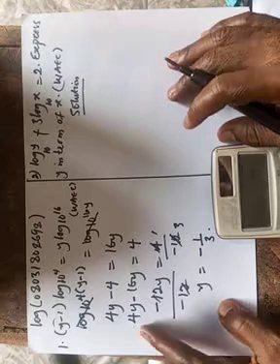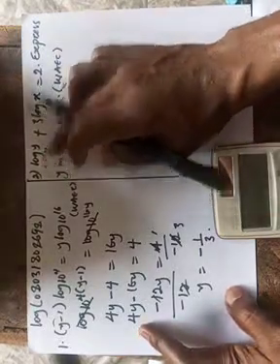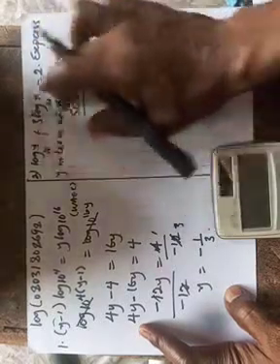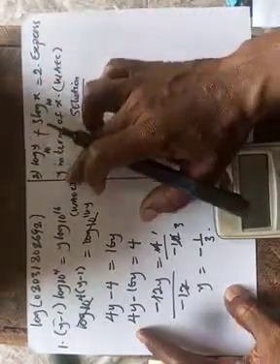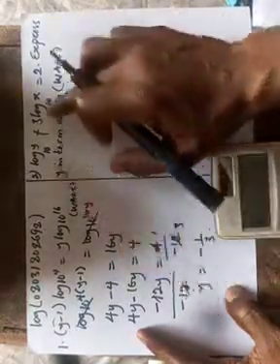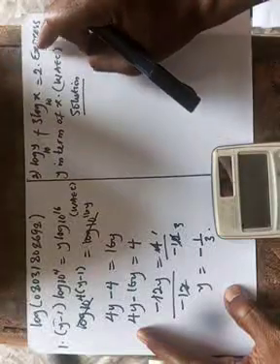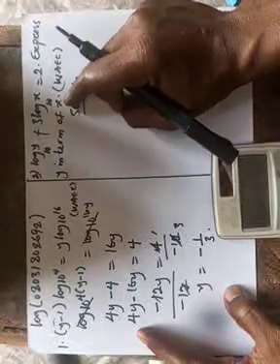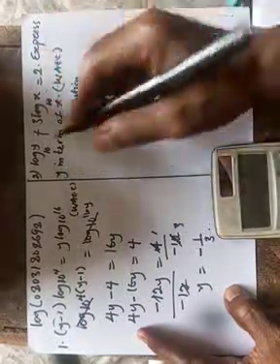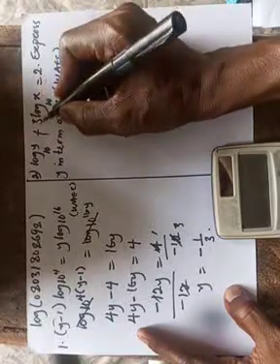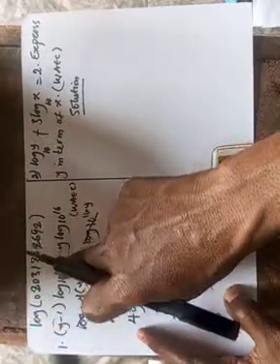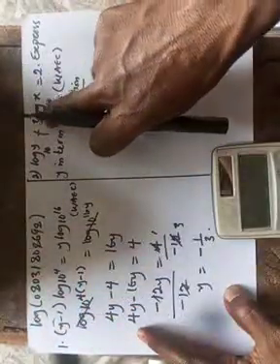Then the second question says we have this plus this equals this, then express y in terms of x. In this problem, we're not going to calculate the value of y or x, but we are going to make y the subject of the formula, because the question says express y in terms of x. So we'll apply the same law: when anything is multiplying a logarithm, you can take it as a power of that logarithm.